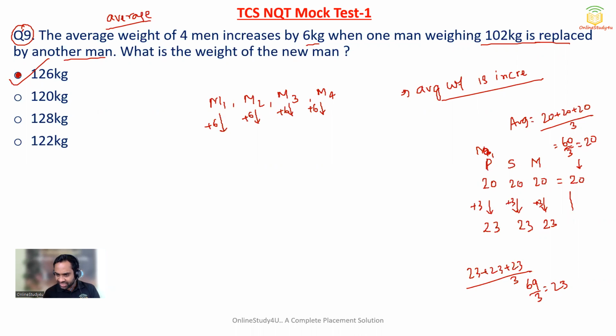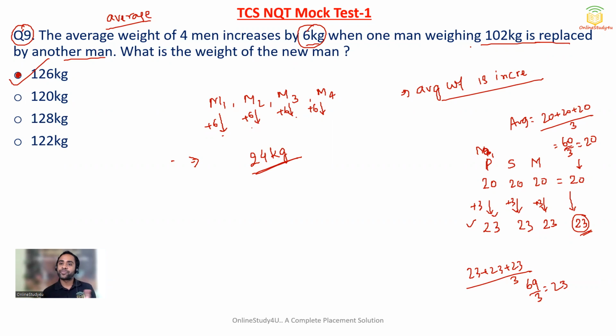So if we say that the average age is increased by 3 years, that means everyone's age is increased by 3 years. Here you are saying the average weight of four men increased by 6 kg. That means everyone's weight is increased by 6 kg, right? So what is the total increment? 6 plus 6, 12, 18, plus 6, 24 kg has been increased. Total 24 kg has been increased.